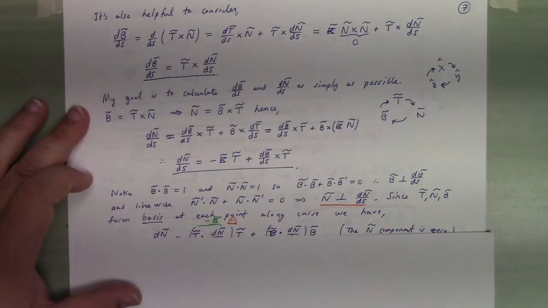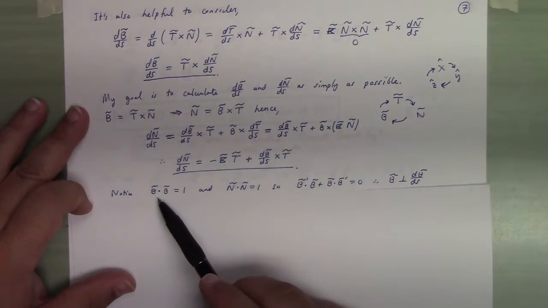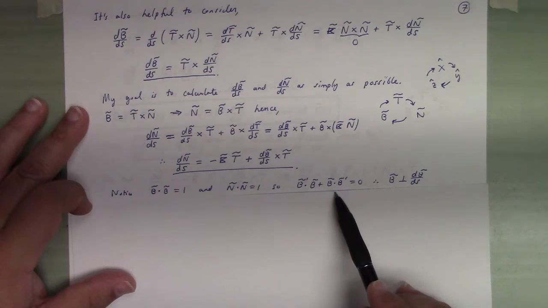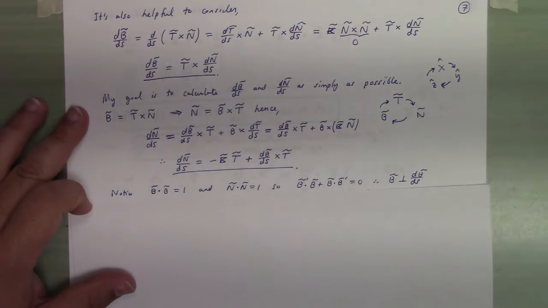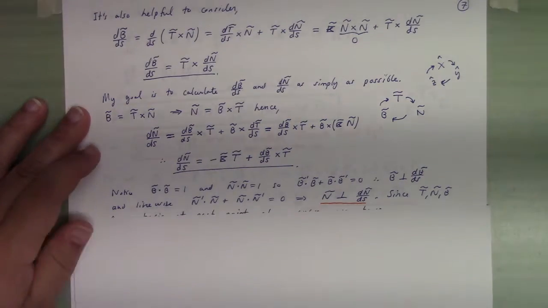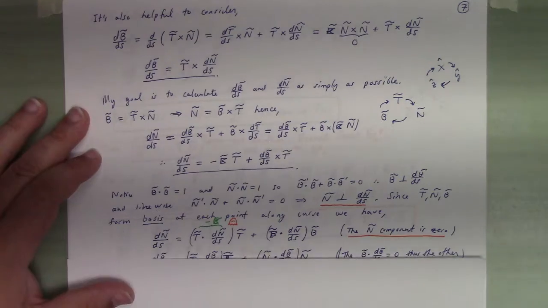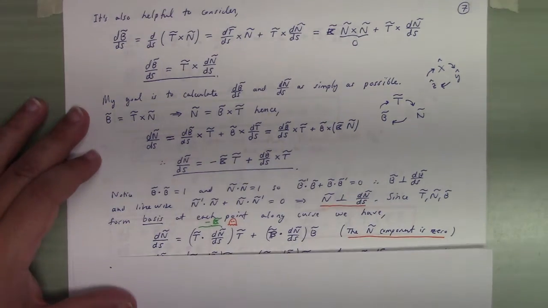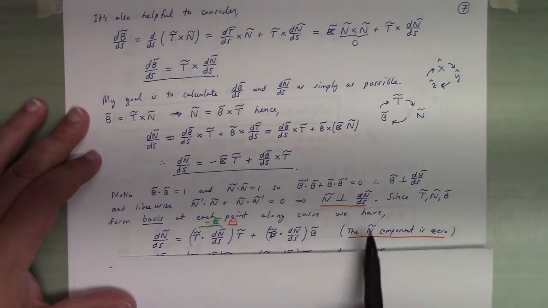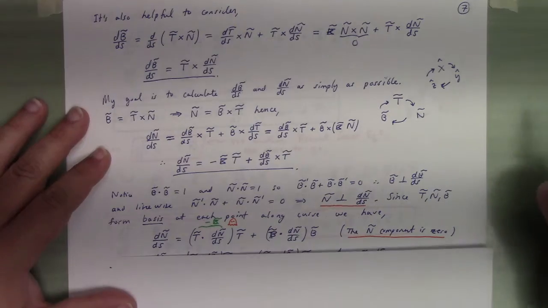I would point out that since these are unit vectors, they are perpendicular to their derivatives. b is perpendicular to b prime, and n is perpendicular to n prime. And so I can use that. n prime doesn't have an n component.